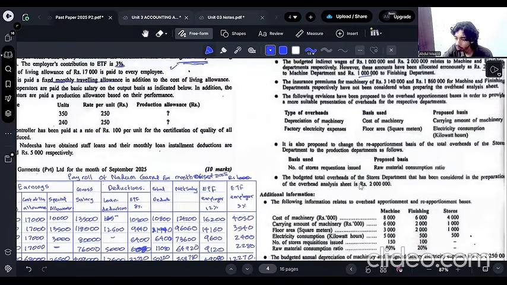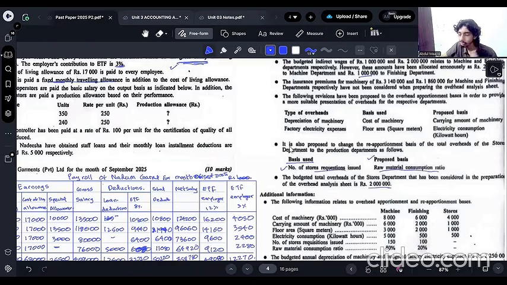The budgeted total overhead of the stores department that has been considered in the preparation of the overhead analysis sheet is 2 million. They have already calculated the overhead of the stores as 2 million, and they have apportioned it. It is also proposed to change the reapportionment basis of the total overhead of the stores department to the production departments as follows. The basis used earlier: they apportioned it based on the number of stores requisitions issued. And they have proposed to change the method to raw material consumption ratio.